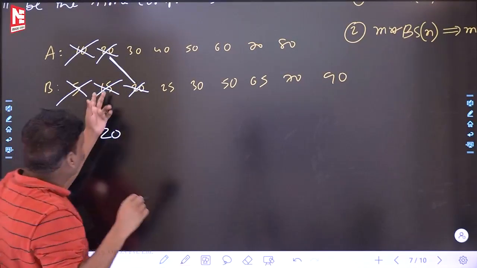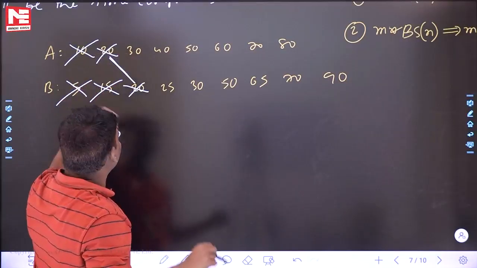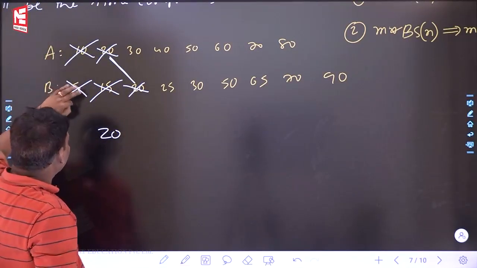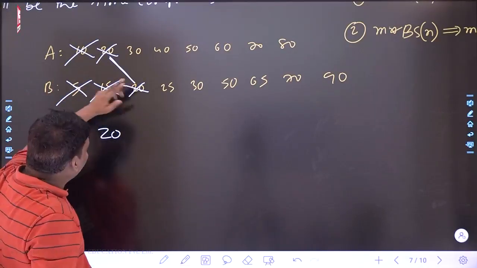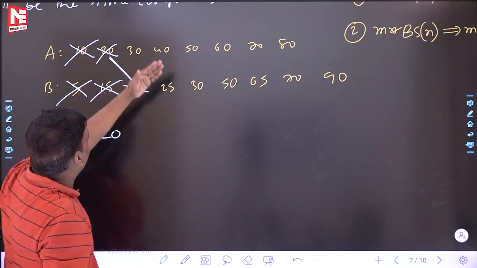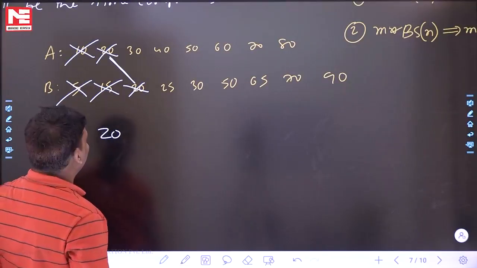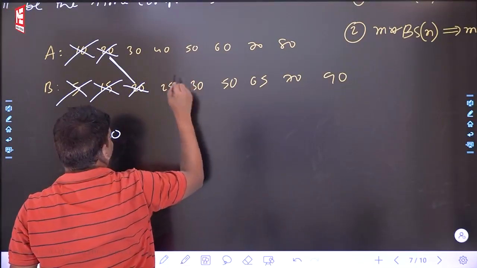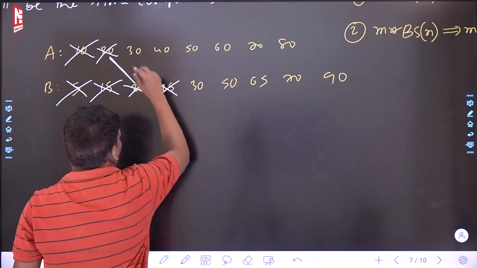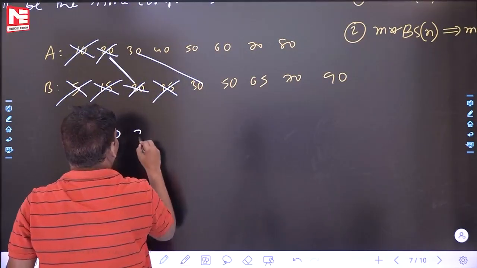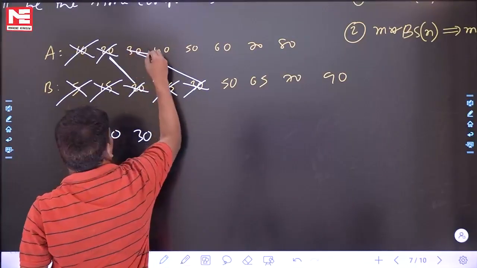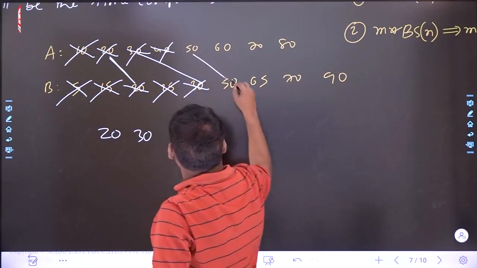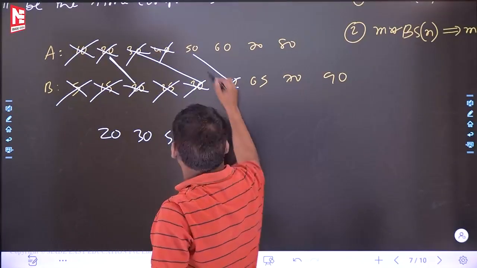Some people are asking, sir, how to cancel both? i plus plus, j plus plus, nothing more there. If it is only one, i plus plus. Only the other one, j plus plus. If both are equal, print one time, then increment both, i plus plus, j plus plus. Now again, see this one. 30, 25: smaller one, equal? No. Skip the smaller one. 30, 30 equal, then print one time and skip both. Next one, 40, 50, skip the smaller one. 50, 50, print one time, skip both.